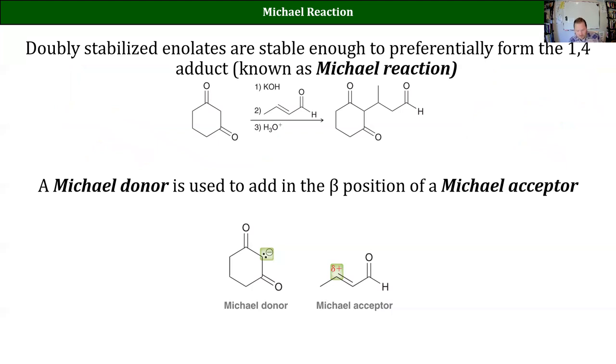So they call this the Michael reaction when you have the 1,4 addition happening with a di-stabilized enolate. And so they refer to this as the Michael donor and the Michael acceptor. The Michael donor is the nucleophile.